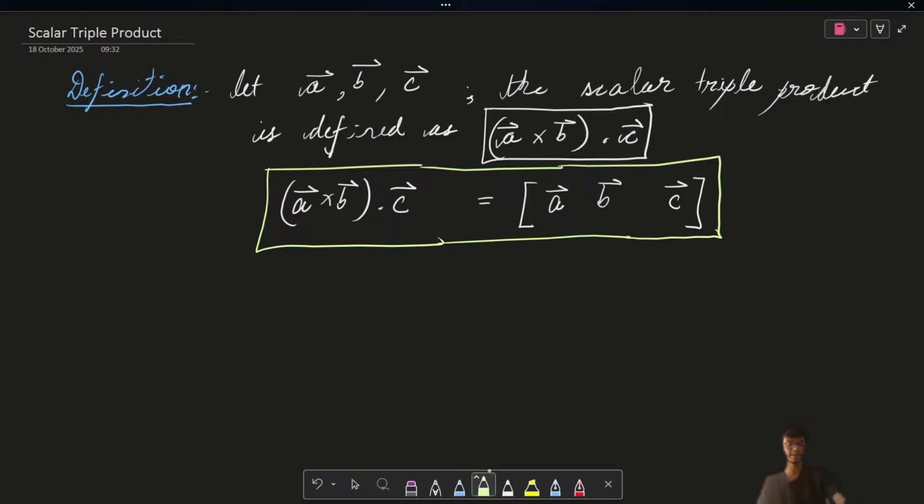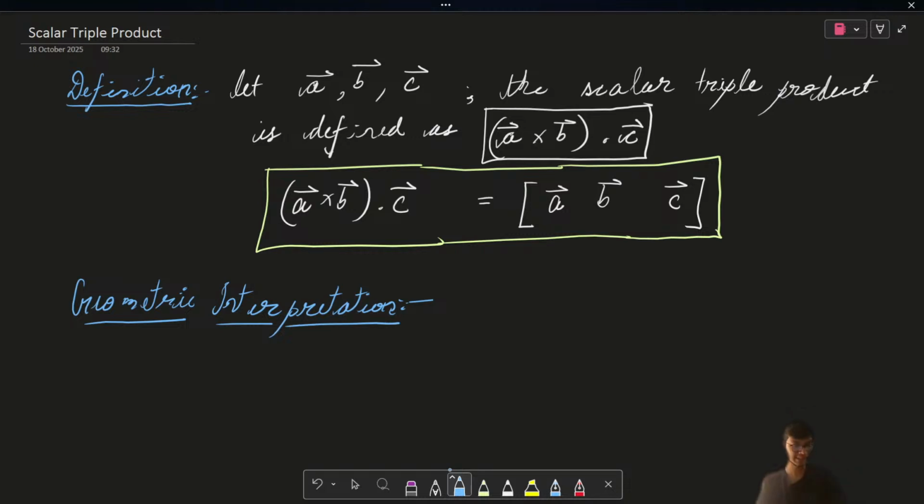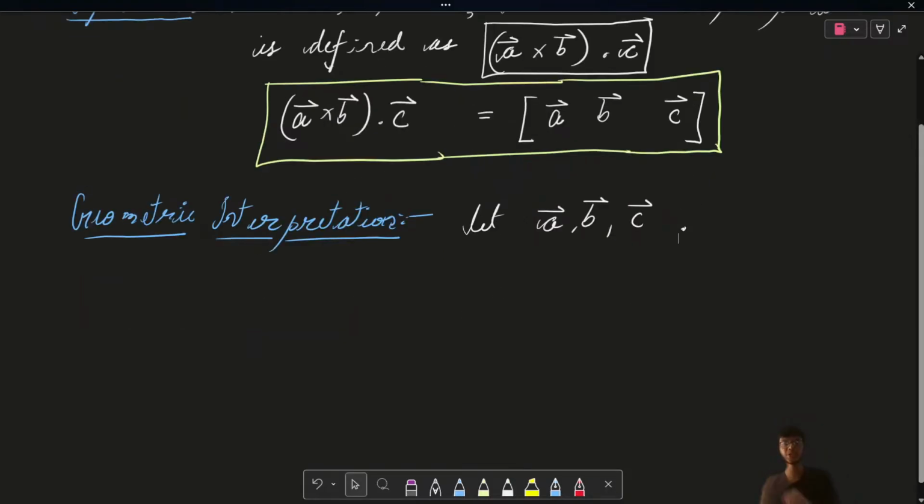Now, let's try to understand the meaning of this scalar triple product and what the geometrical interpretation of it is. Let's understand what this particular thing actually gives us. Again, let us take three vectors, A vector, B vector, and C vector. A cross B represents the magnitude of the area of the parallelogram formed by these two vectors.